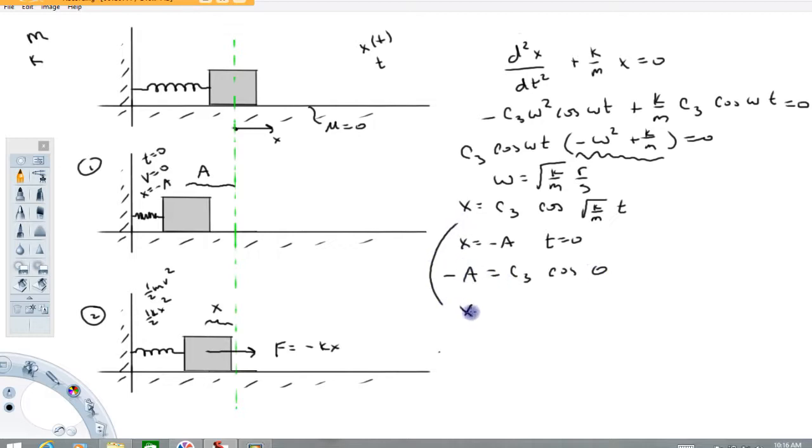So we have our solution. X equals minus a cosine of root k over m times t. Now again, that's presuming we know numbers for a, k, and m. I think I'll write that so it's a little more legible. The particular computer I'm using right now is a little bit tougher to write on than some of them.